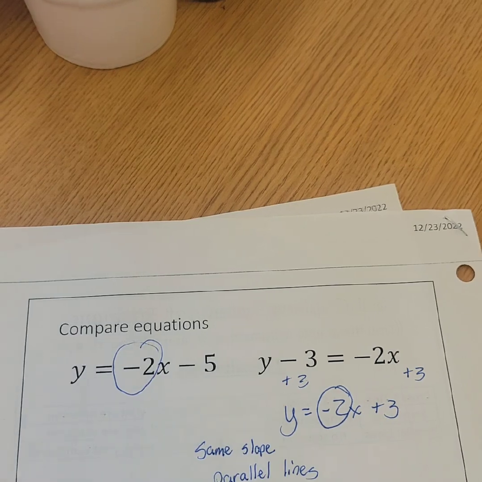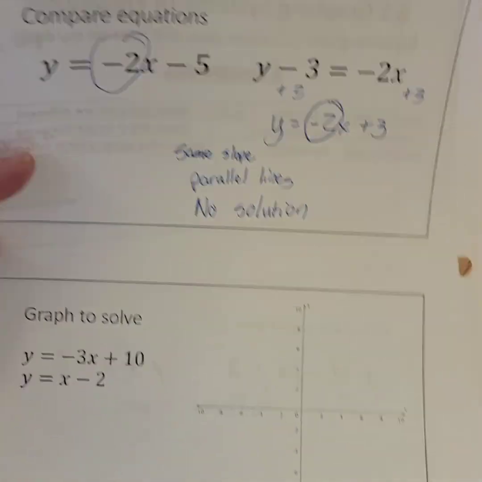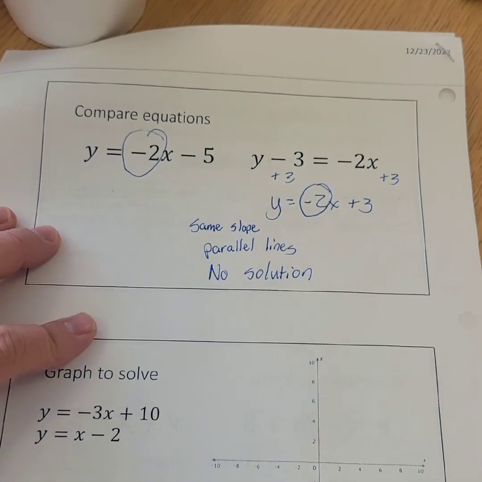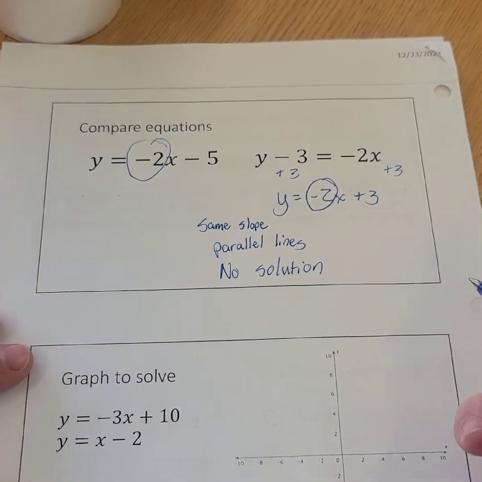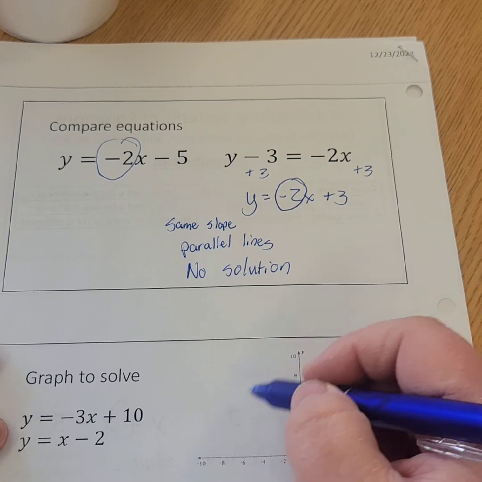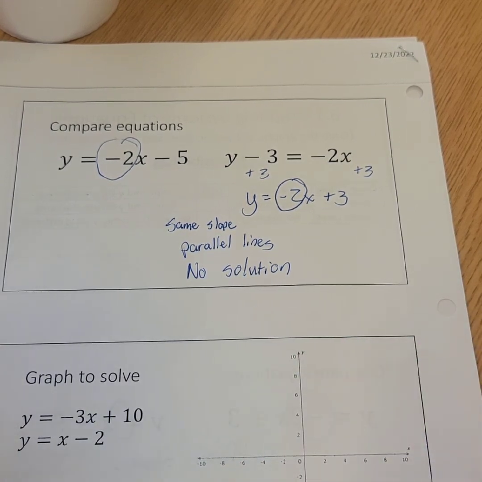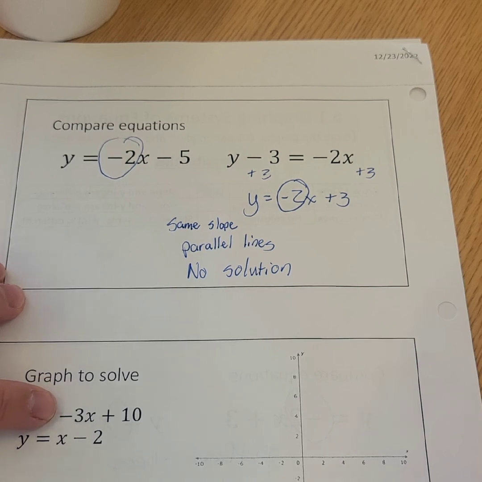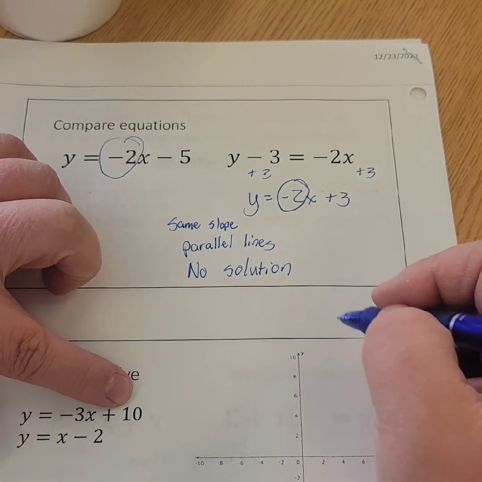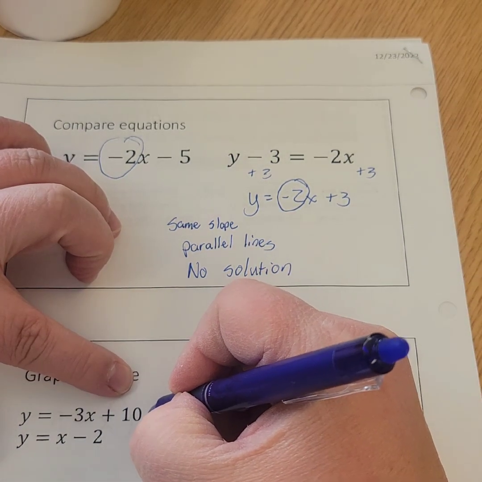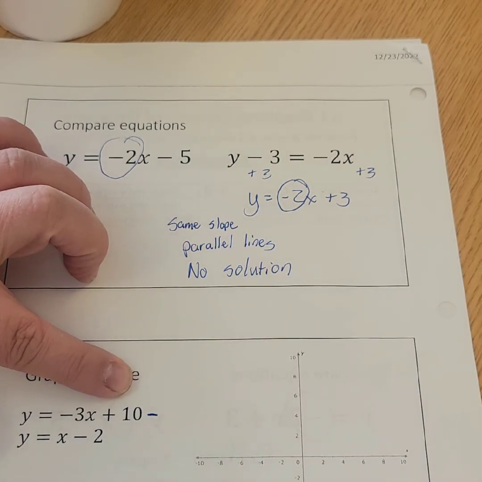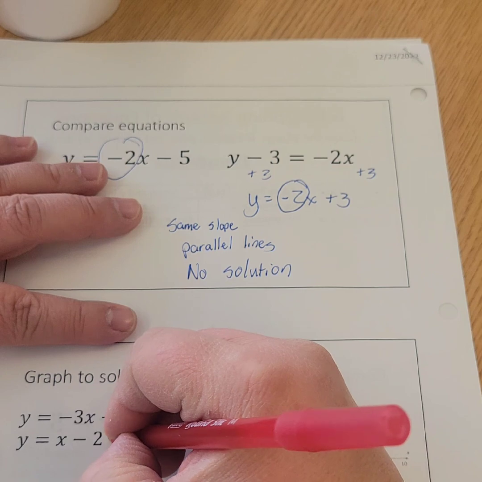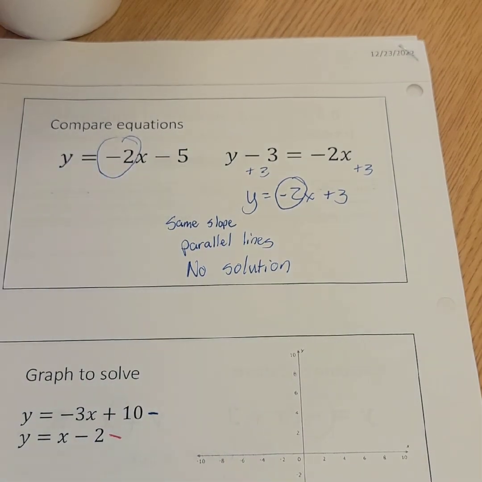So other than just looking at the equations, now let's actually graph them and see what they look like. And I apologize, you can't really see the grids, but we're going to do the best we can. So we have y equals negative 3x plus 10. This one I'm going to do in blue, and the other one I'm going to do in red. Hopefully you can see them okay.